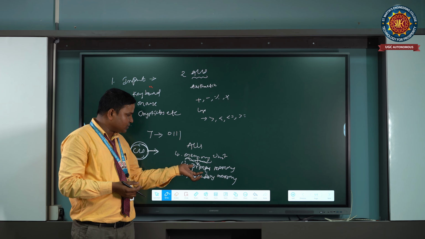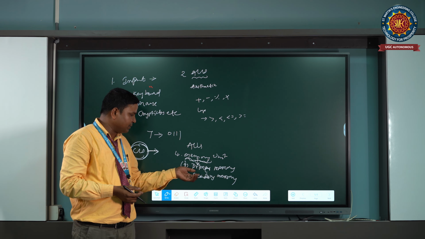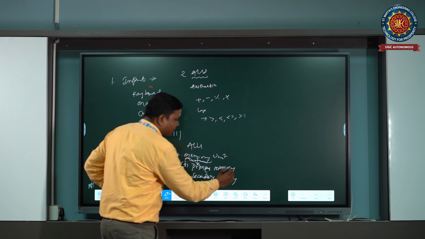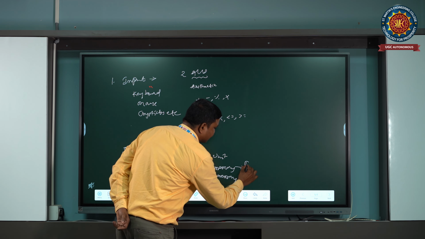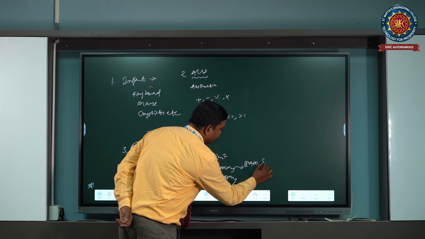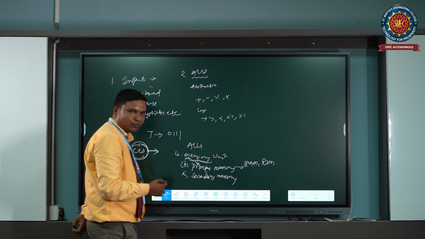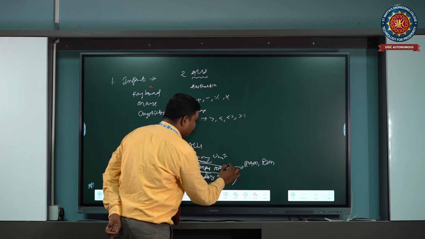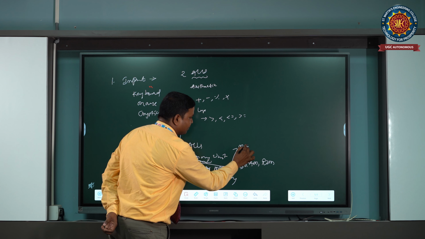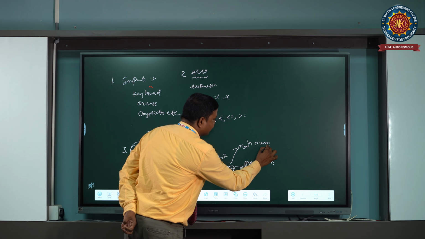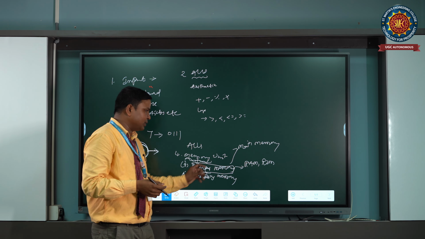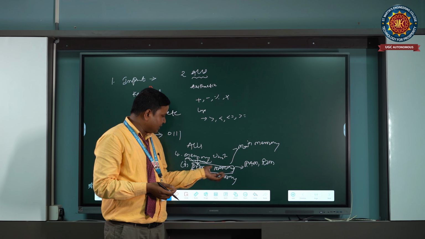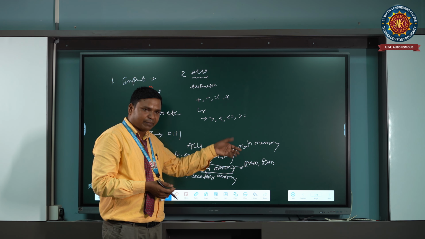So the memory unit has two categories: primary memory and secondary storage device, or secondary memory. What are the examples of primary memory? RAM and ROM. Another name for primary memory is main memory. So primary memory examples are RAM and ROM, and its other name is main memory.